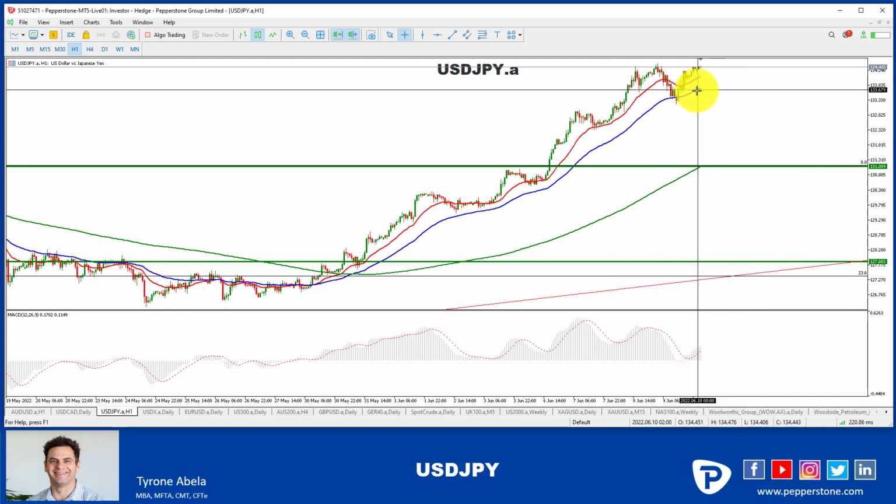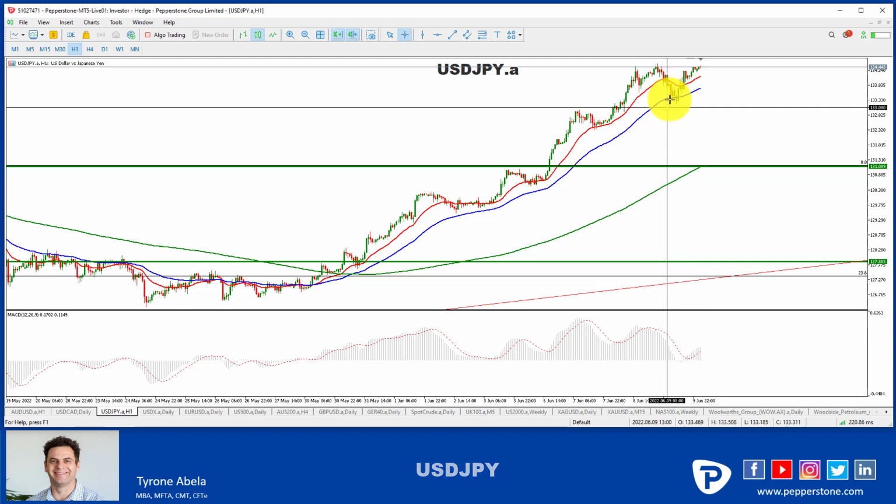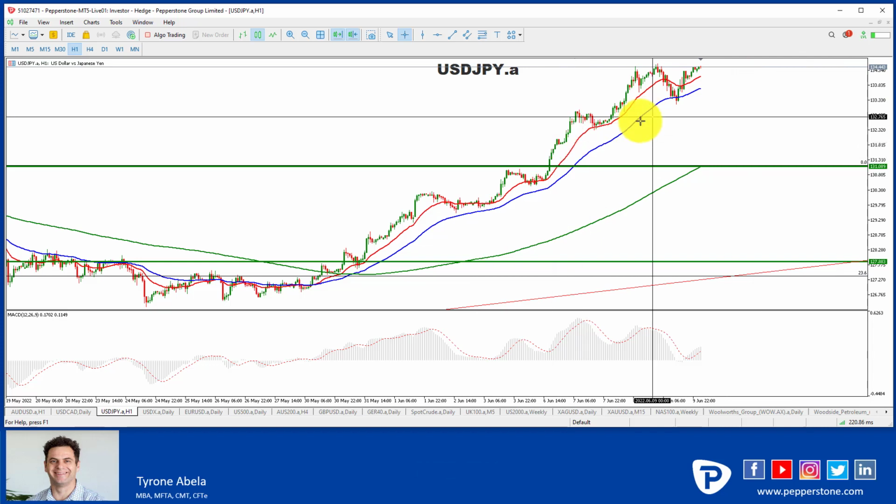So you can trade it both ways, but again, the long, I'd be very, very cautious of the long because we don't know where it's going to stop. We don't know where the resistance is, okay? So really be careful with that one.